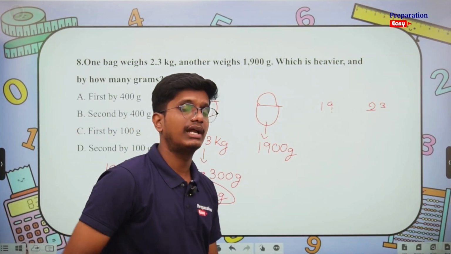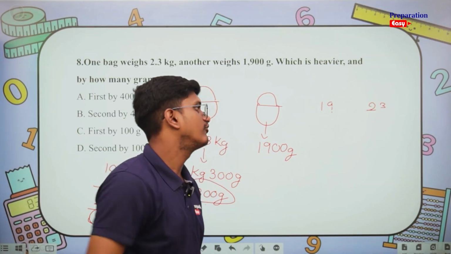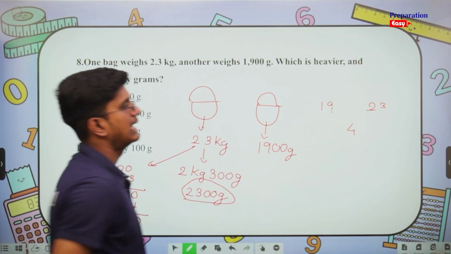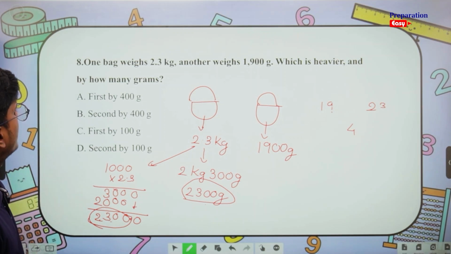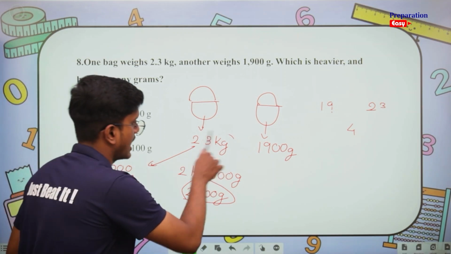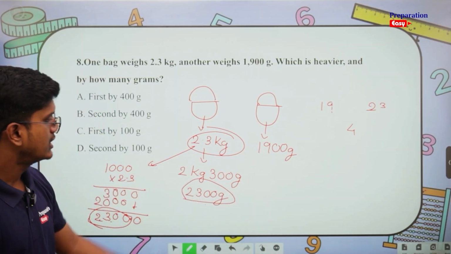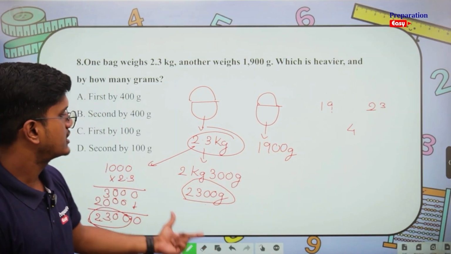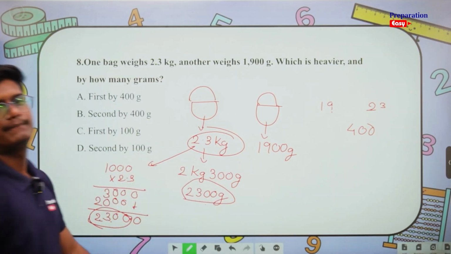By how much? Count after 19: 20, 21, 22, 23. So how much do we get? We are getting 4 fingers. So the difference between 23 and 19 is 4. Now 2300 and 1900: this 23 is greater than this 19, right? By how much? So the first bag is greater by 4, which is 400.